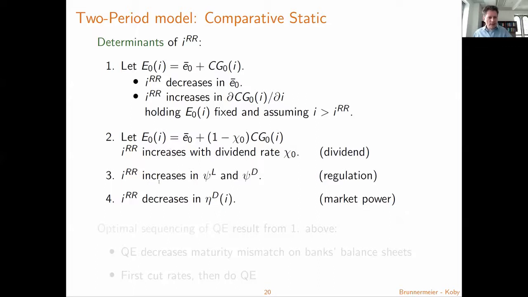The third result is that if the capital regulation is tighter or the liquidity regulation is tighter, these being our two regulatory risk weights or regulatory coefficients, then the reversal interest rate is higher. So you have less room to do monetary policy. There's a clear interaction between regulation and monetary policy. And that's where Alejandro's question comes in.